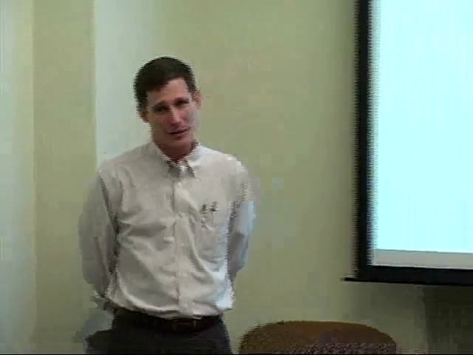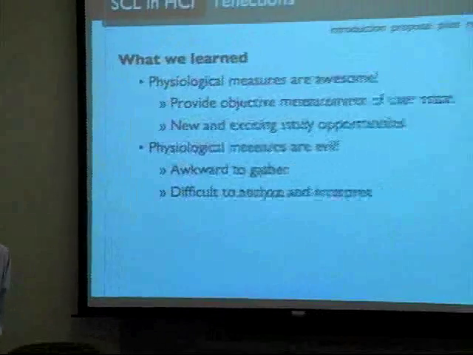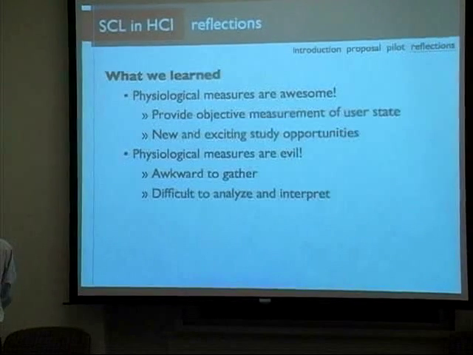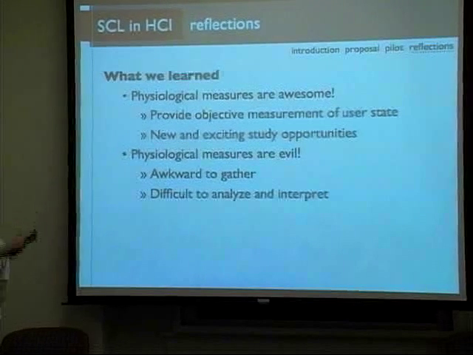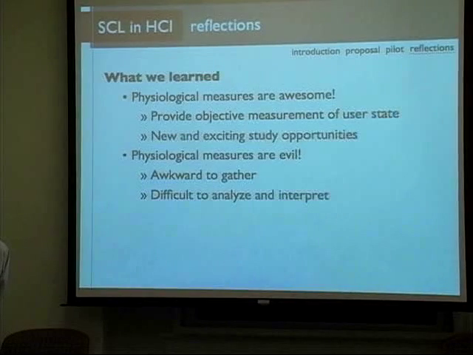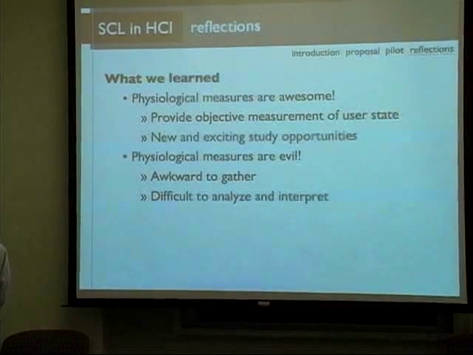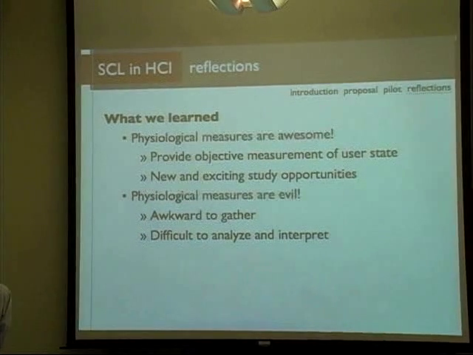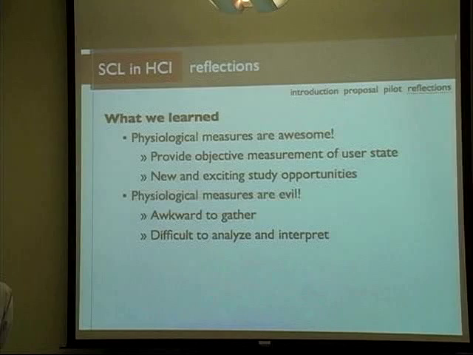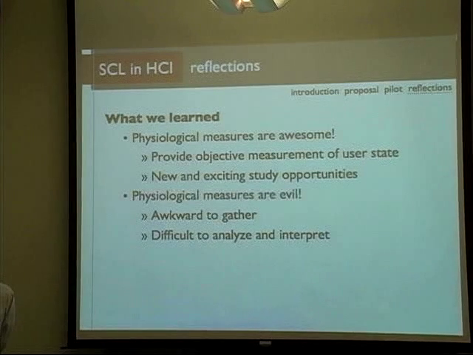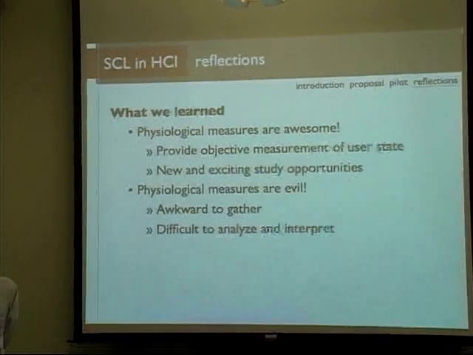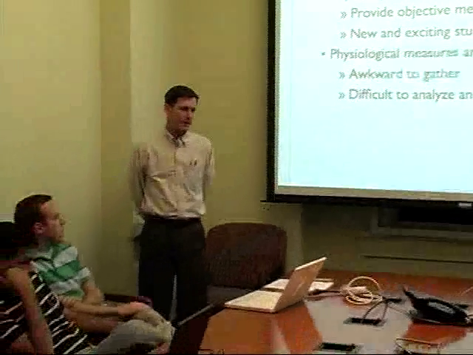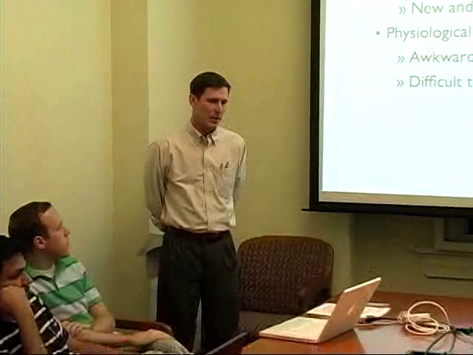They're also awkward to gather. They're difficult to analyze and interpret. It's hard to know if you see a rise on a graph, does that mean anxiety? Does that mean engagement? Does that mean arousal? So it's important to triangulate those values with other biophysical measures. So you might want to look at heart rate variability and other measures to try to make sense of that, as well as self-reports and even eye gaze or other methods.